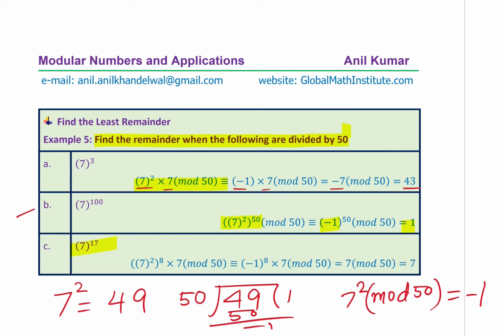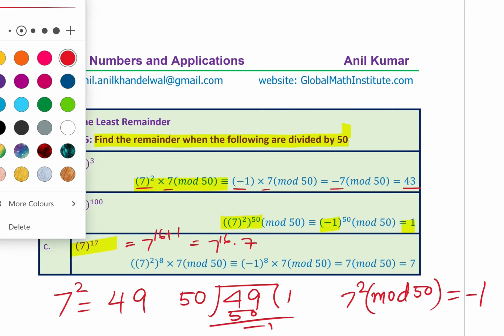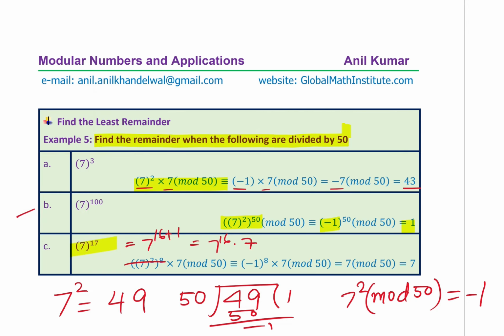Now 7 to the power 17, which is an odd number. We could write this as 7 to the power of 16 plus 1, right? You could write this as 7 to the power of 16 times 7. Now 16 is 7 squared to the power of 8, correct? 7 squared to the power of 8 is 16 times 7 mod 50.